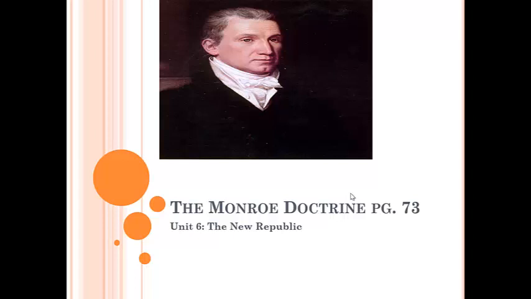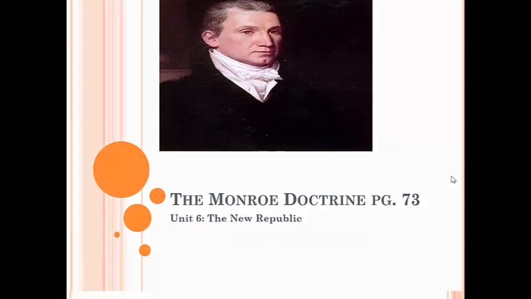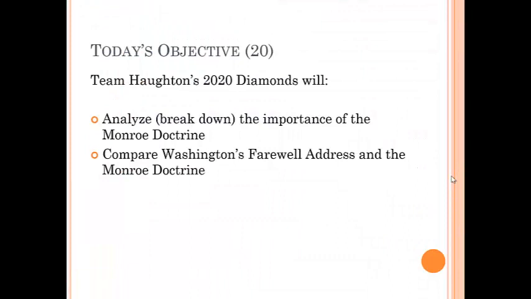Perfect. Okay, so let's talk about our objective here today. Like I said, we're going to be doing two things. We're going to take a look at James Monroe and his presidency, and we're going to do a deep dive of probably his most important policy, right, which is his Monroe Doctrine. After that, we're going to look at that policy and compare it to Washington's farewell address. So two big things today.